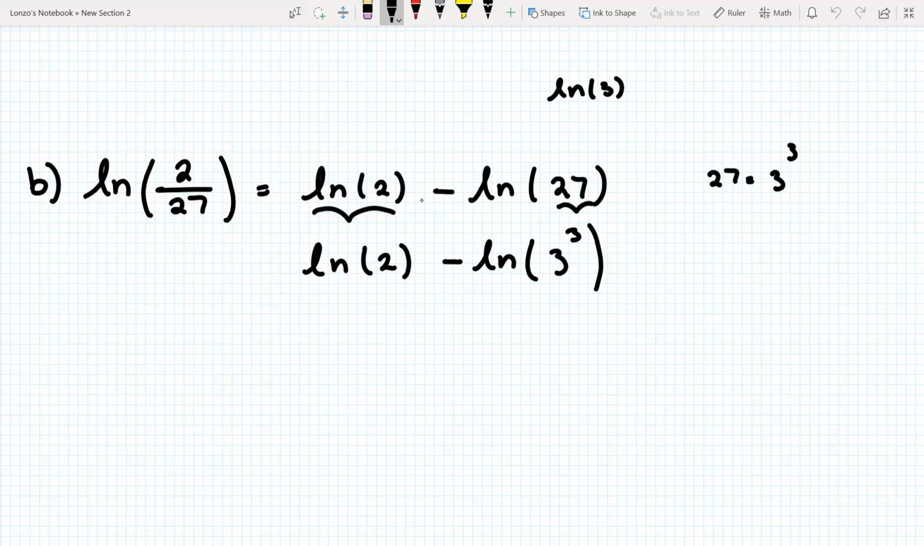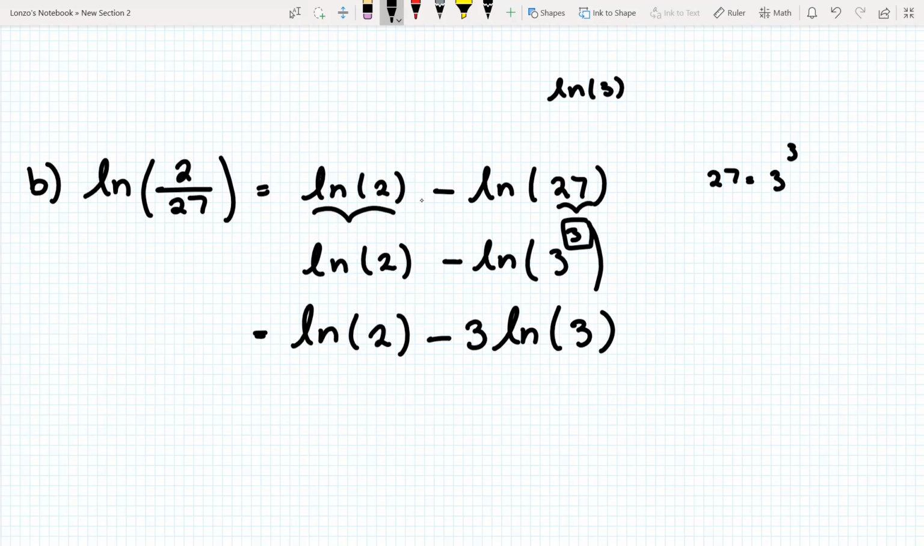Good, we're almost there. Now, we remember in the logs rule, if you have an exponent when you're expanding, you put the power in front of the log or natural log. So in our case, your final answer is going to be ln of 2 minus, and then this power goes in front of the natural log, so that's going to be minus 3 ln of 3. Okay, so here is your final answer.